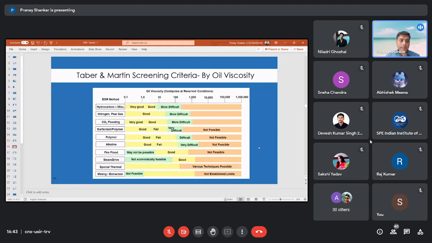Then comes the next criteria, called viscosity. If viscosity is up to 1 to 10 centipoise, you can go for gas EOR. Between 10 and 50, you can think of some chemical EOR. And for more than 100, up to 1,000 centipoise, you can go for thermal EOR.